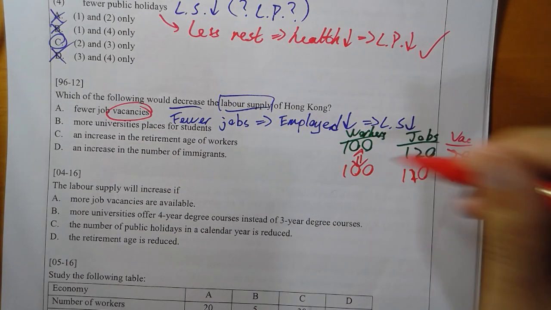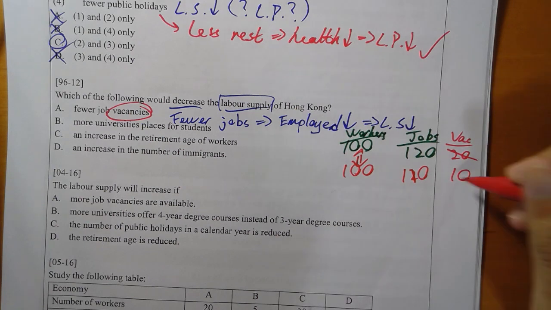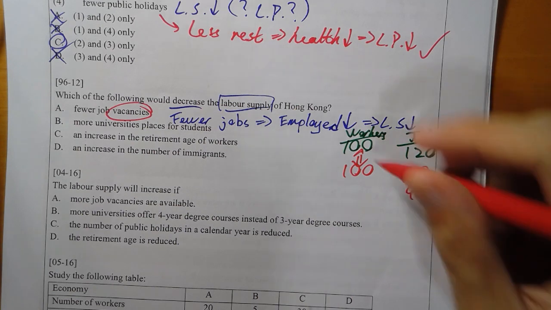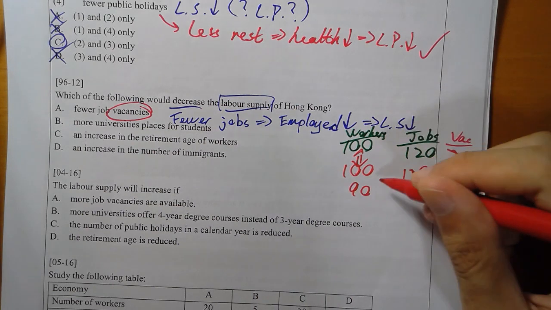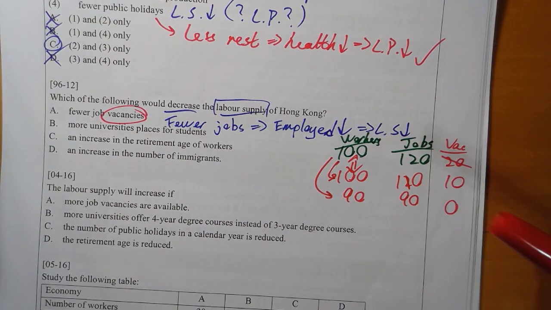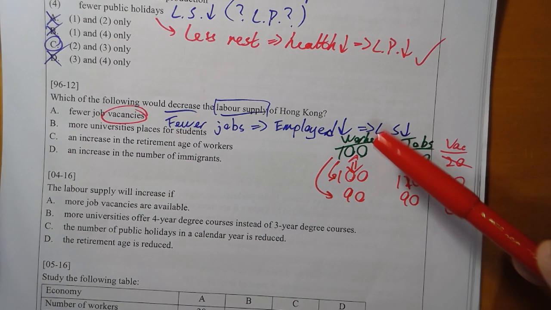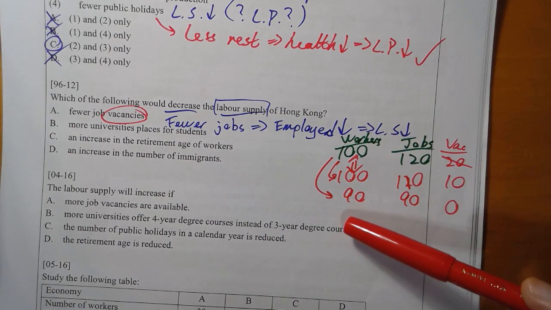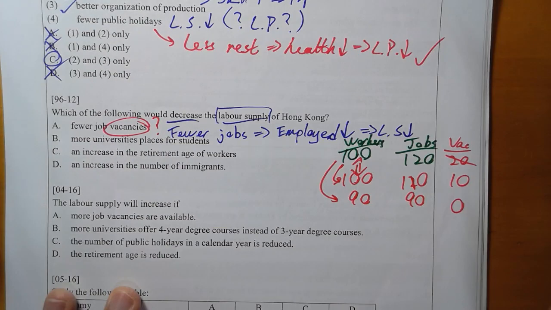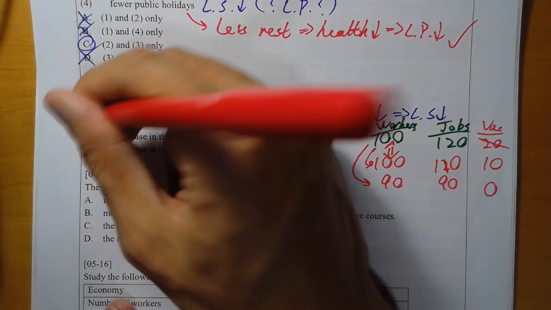No change. Another example, let's say vacancy 0. 好啦，今次點解冇 vacancy 啊？ The jobs may decrease to 90. Then employed workers will become 90. So you see, there are actually two cases. 有兩個 case 有機會啦。One case, no change. Another case may decrease. But either way, how do I know? So the answer, not A.